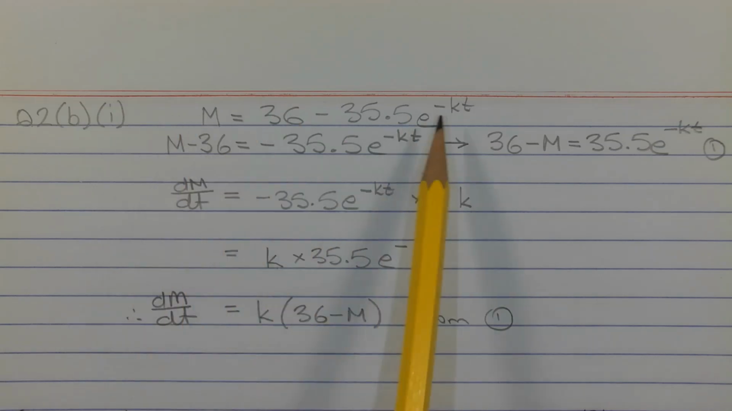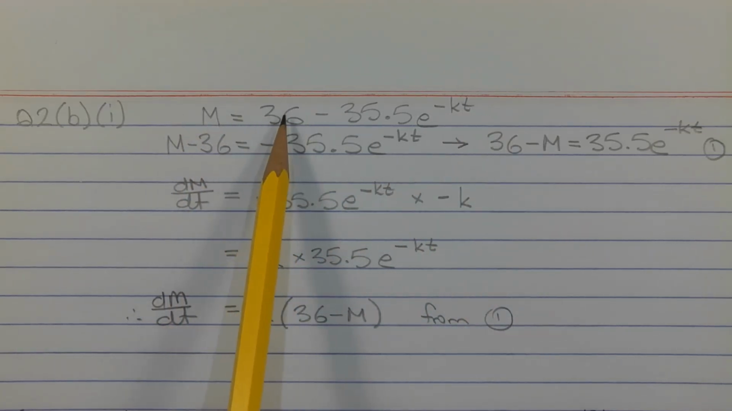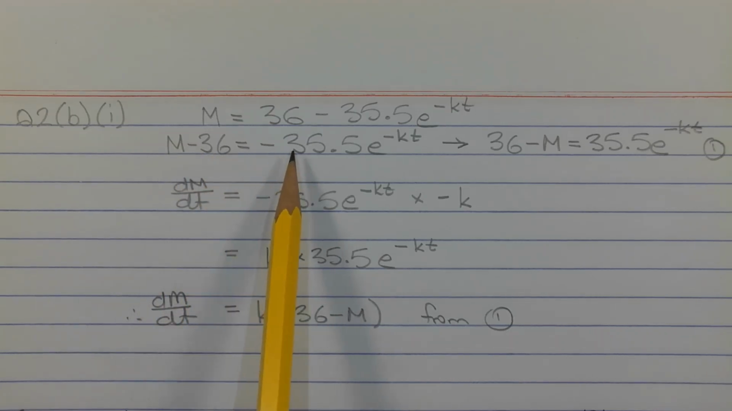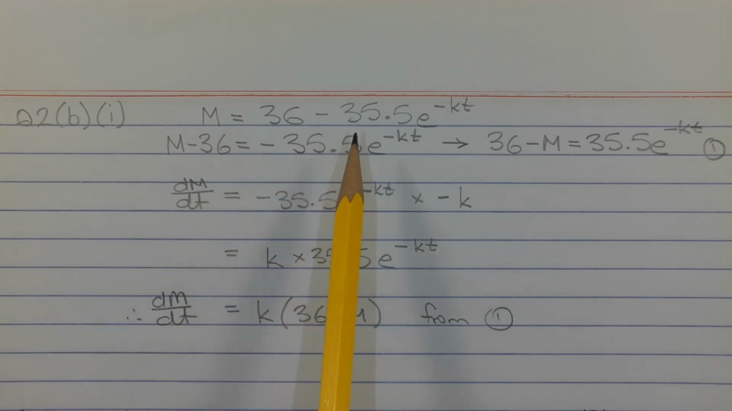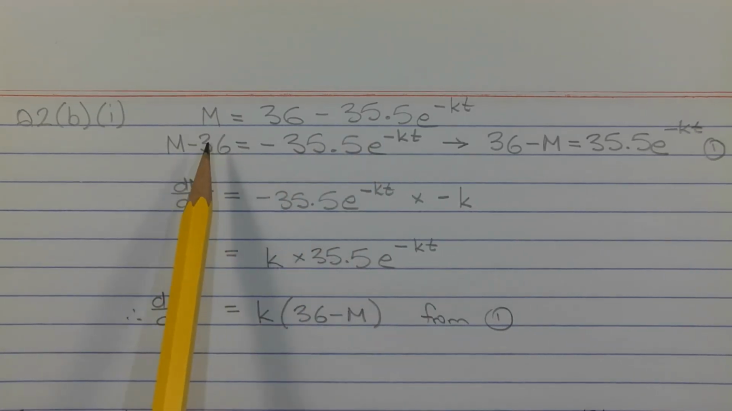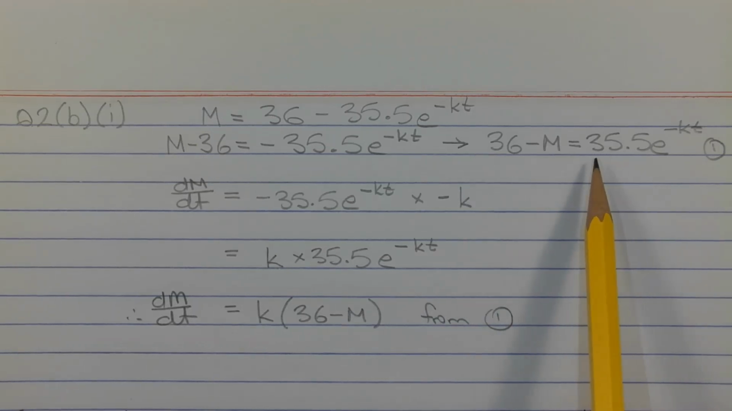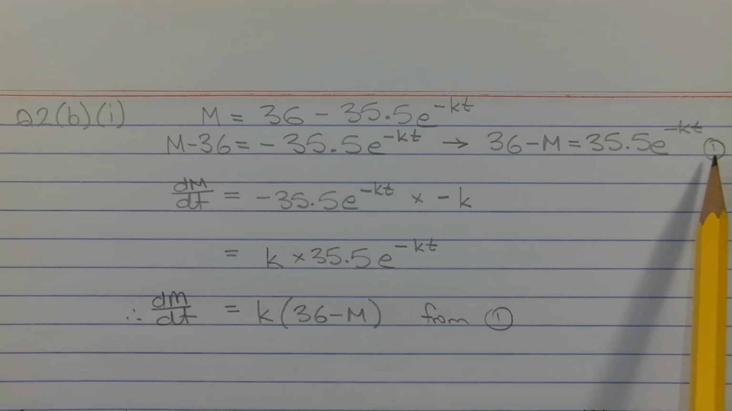Start by rearranging this equation to make 36 minus m the subject. Now this will become important a little bit later on. So starting with this equation, let's move the 36 over to the other side. So we get m minus 36 is equal to negative 35.5 times e to the power of negative kt. Now multiplying both sides by negative 1, effectively just swapping these two terms around, we get 36 minus m is equal to 35.5 times e to the power of negative kt. Let's call this equation number 1.